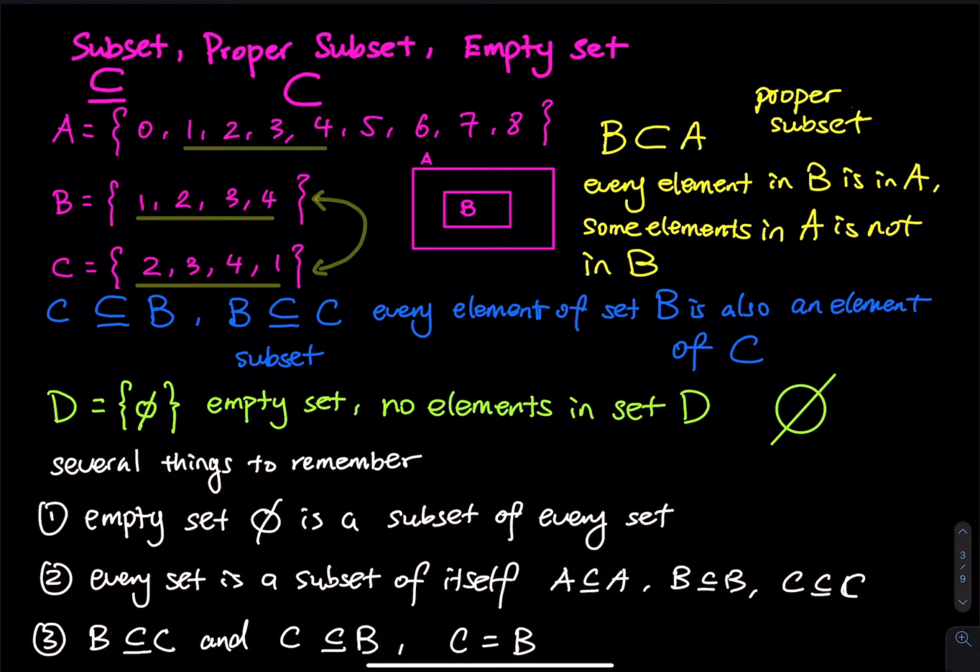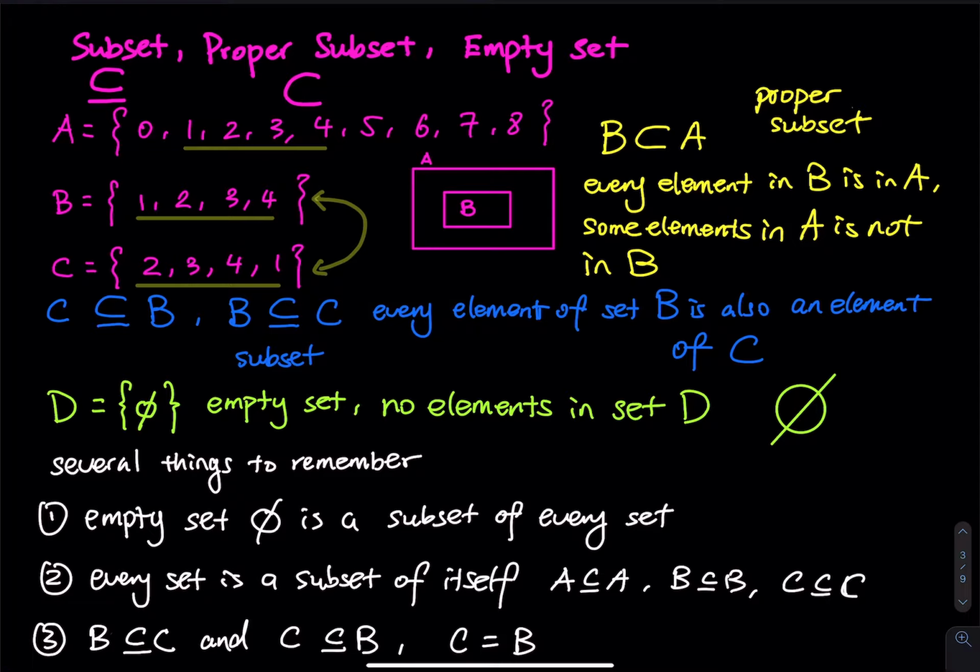So what about subset? If you take a look at B and C, do we agree that B and C are exactly the same? So we say C is a subset of B and B is a subset of C. So what is the difference between subset and proper subset? If you just compare the symbols, the symbol is just like an inequality symbol, right? One with an equal, one without an equal. The proper subset has no equal, the subset has an equal.